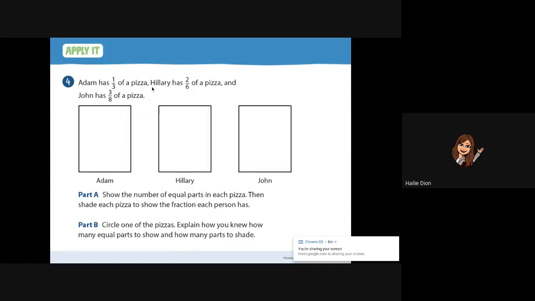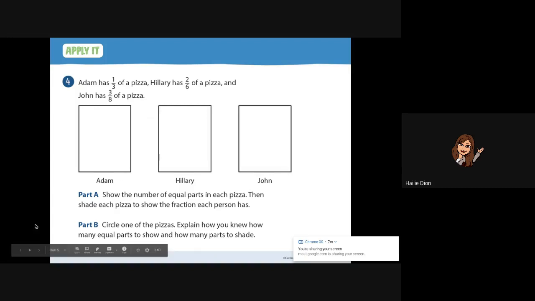So Adam's, if we look, is 1/3. So if we look at his denominator, his pizza should have 3 equal size pieces and one of them shaded in, meaning he ate it. Hillary has 2/6 of a pizza, so her denominator is 6. So her pizza should be divided into 6 equal pieces. Now, John has an 8-piece pizza, so he needs to have his pizza divided up into 8 equal parts to make his match up. So John ate 3, Hillary ate 2, and Adam ate 1.